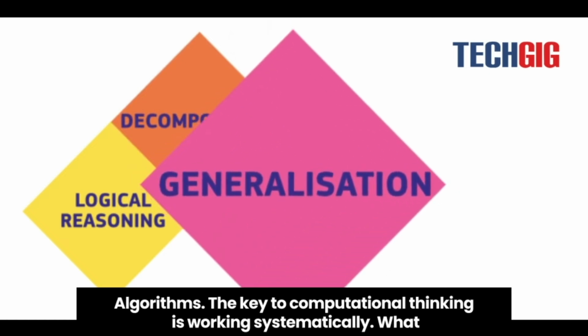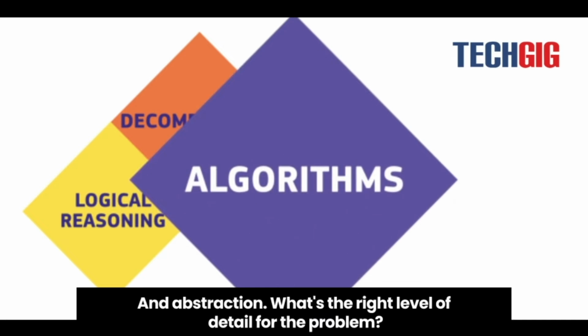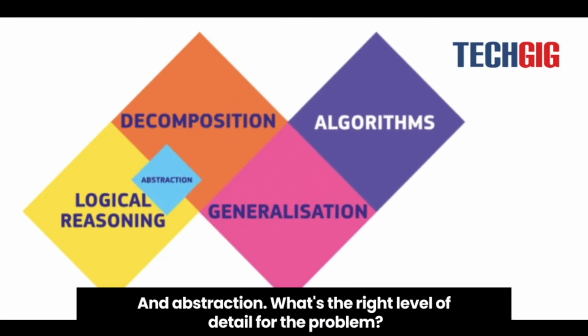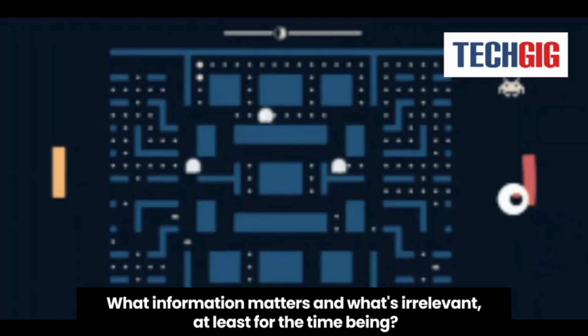Algorithms. The key to computational thinking is working systematically. What steps or rules do you have to follow? And abstraction. What's the right level of detail for the problem? What information matters and what's irrelevant, at least for the time being?